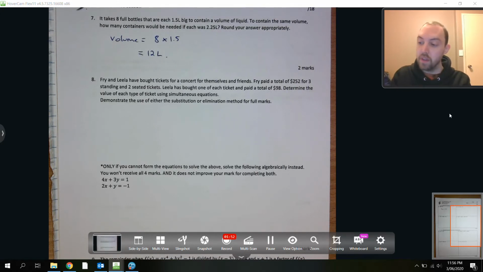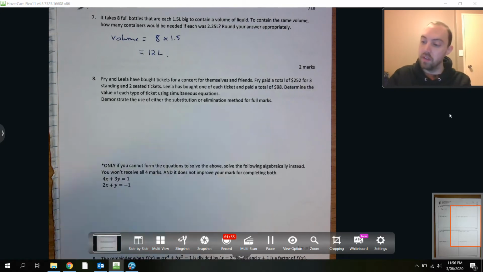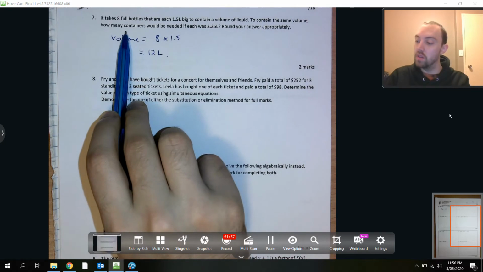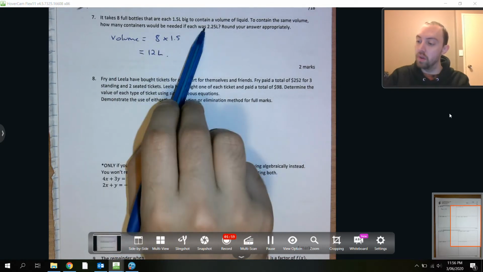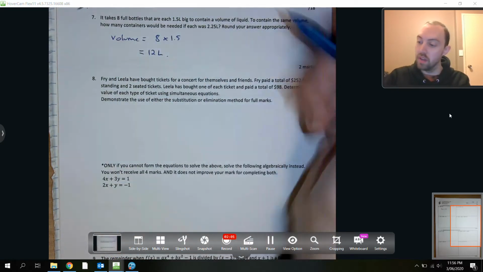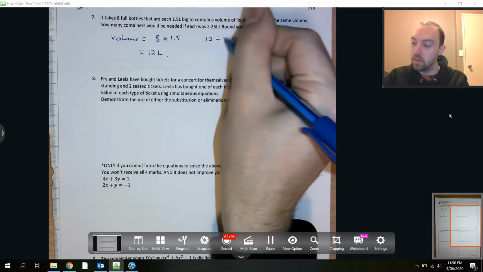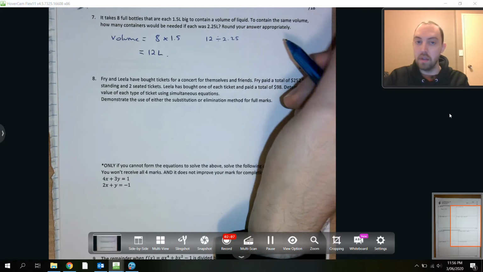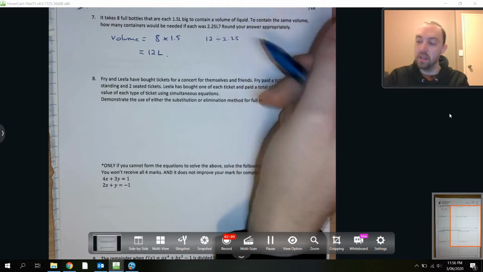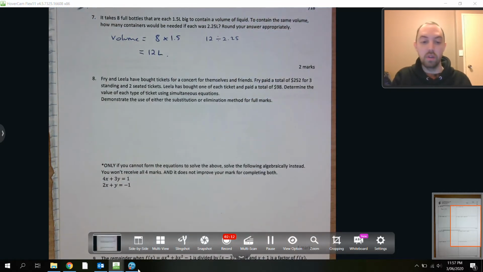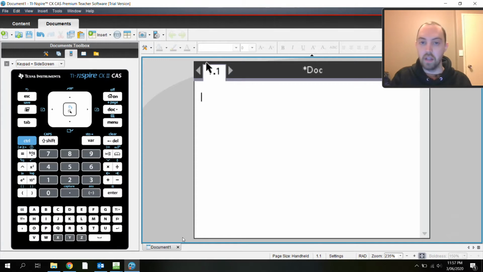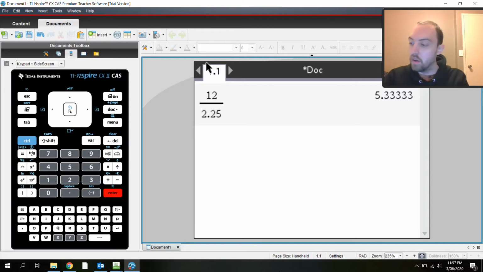Now, if the volume is 12 liters and we're trying to split this into 2.25 liter bottles or containers, then we're going to take this 12 liters and we're going to divide it by 2.25. How many 2.25 liter bottles do we need in order to get to 12? Now that one, I'm going to need a little bit of help. 12 divided by 2.25, we get 5.3 recurring.